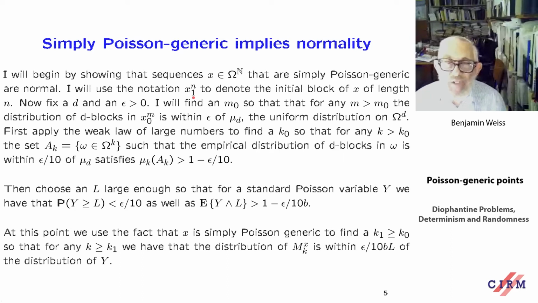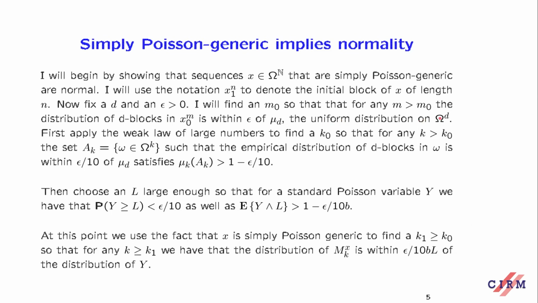Now here's some good notation. x1 super n is the initial block of length n. Fix a d and an epsilon. You first find an m naught, such that for any m bigger than m naught, the distribution of d blocks in x naught m is within epsilon of the uniform distribution on omega d. So we're going to be checking d blocks for the normality.